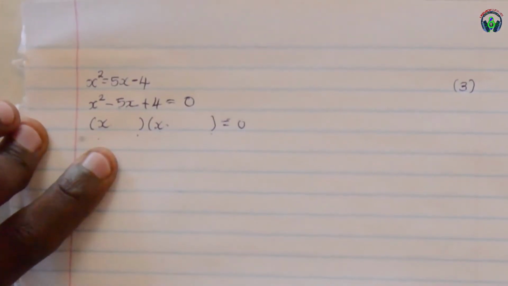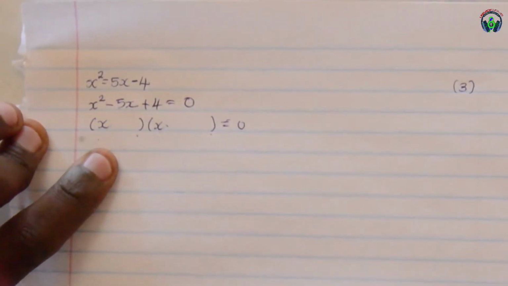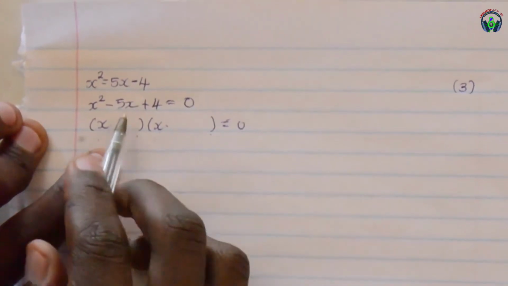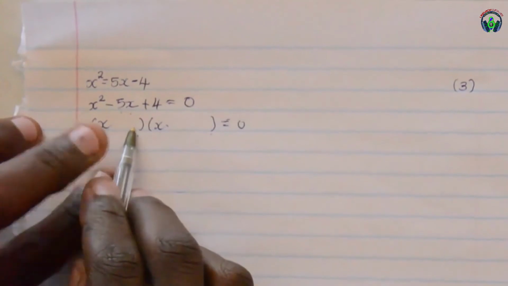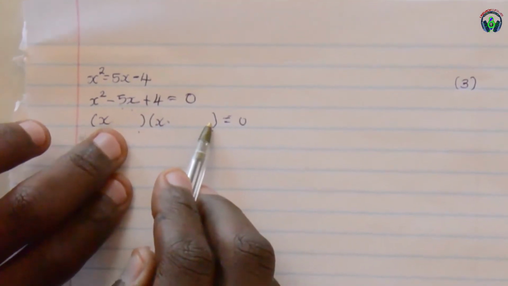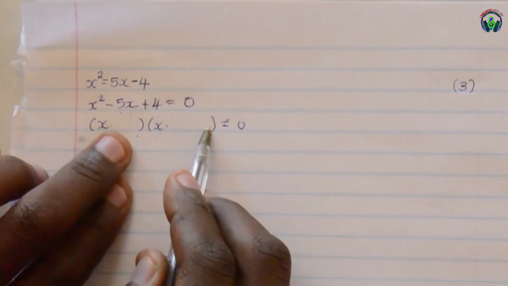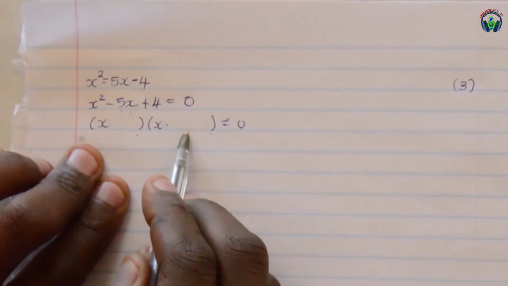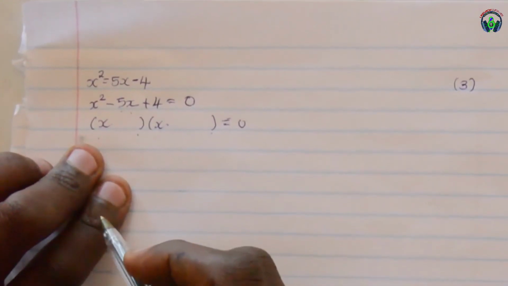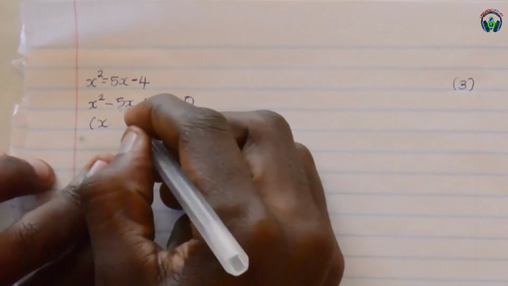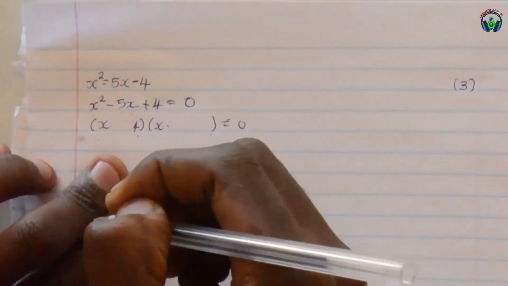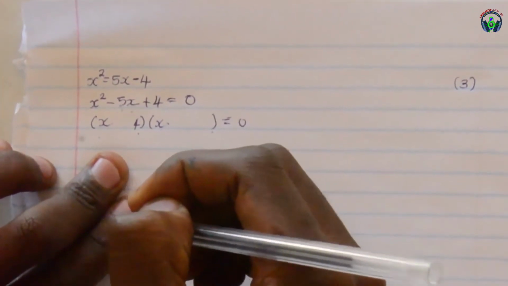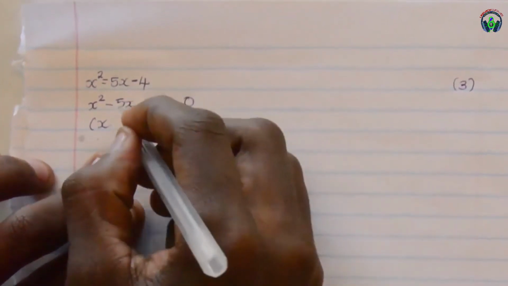And also what dictates what numbers we have at the extreme part of the bracket is the number in between. We call it the middle term. So in this case, we have a middle term of minus 5x. So the numbers that we must have at the extreme part of the brackets must be that if we add them together along with the x's, they must give us a middle term of minus 5x. So which two numbers would give us 4 if we multiply them and minus 5 if we add them? It's 4 and 1.